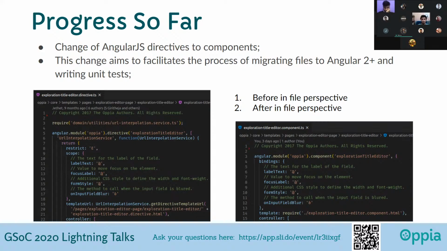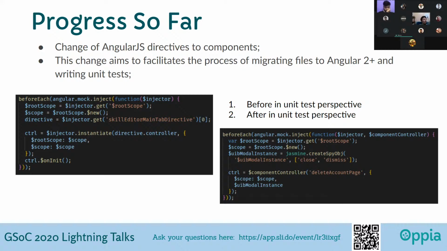So here is an example. This directive is being changed to a component as well, just because of the reasons I said before, Angular migration and writing unit tests. Next one, please. So here is an example of how changing directives to components can help in unit tests, because we use better approaches to test it instead of just writing more code. Next one.